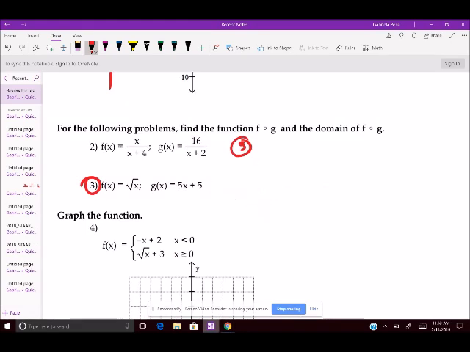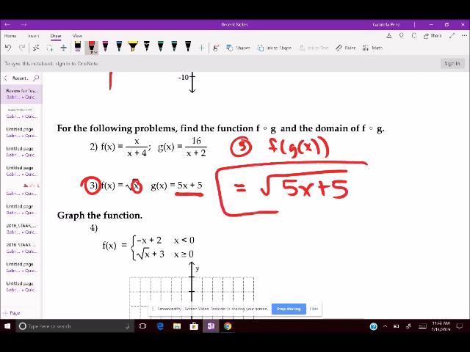Okay, so question number 3, we need to do f of g of x and find a domain. So I need to plug this in for who? X in here. So all we do here is just the square root of. Doing this is going to give you 10 points on the test. These are going to be the easiest points that you're going to earn in this question.